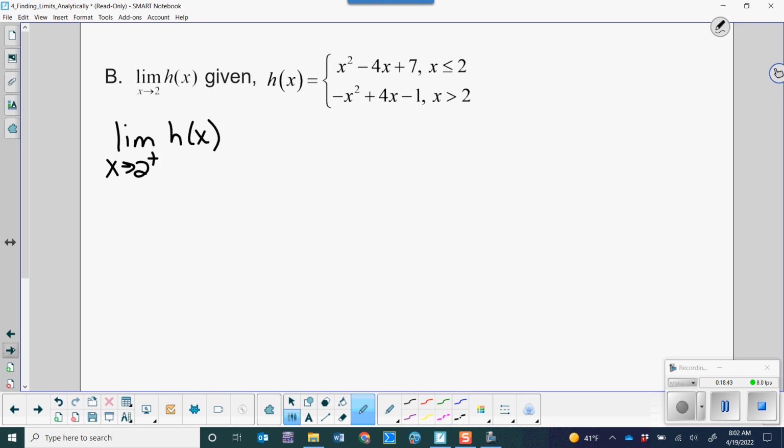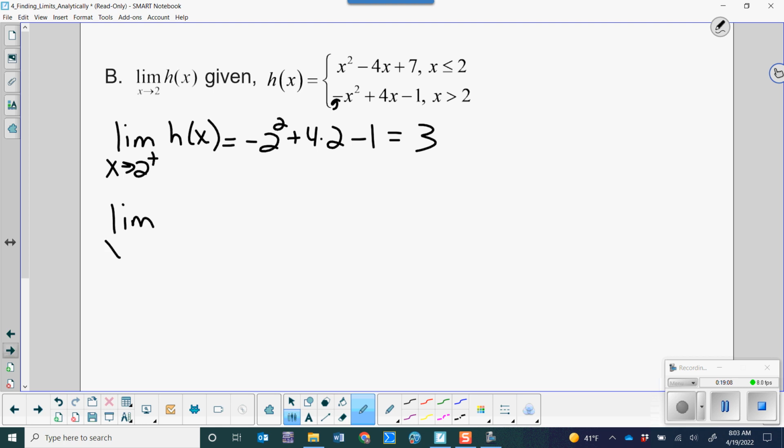So when we're on the right side, we're on the bottom expression because that's x greater than 2. So this will be negative 2 squared plus 4 times 2 minus 1. So that's going to be negative 4 because the negative is outside. So you do 2 squared and then take the opposite. So that's negative 4 plus 8, which is 4, minus 1, which is 3.